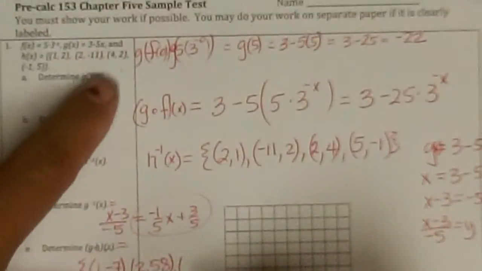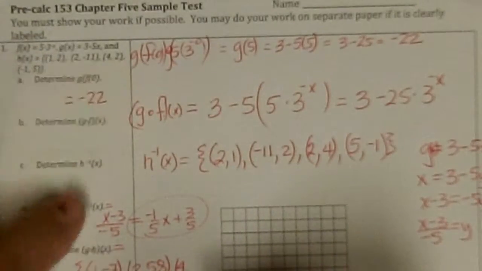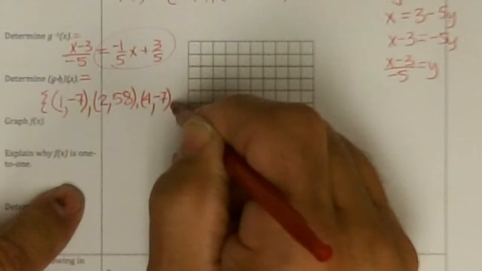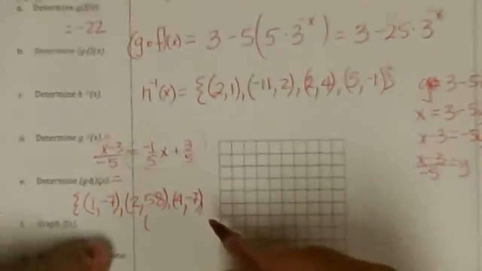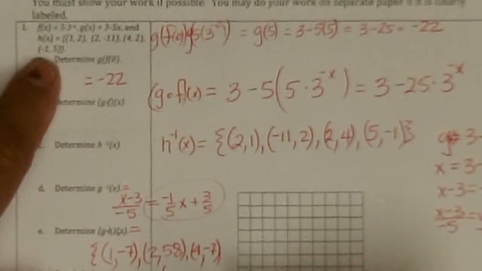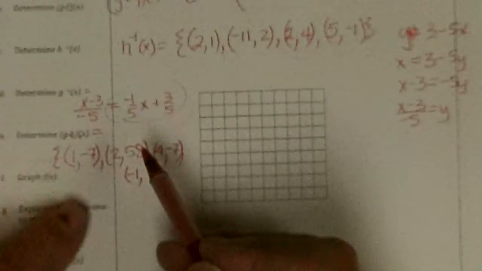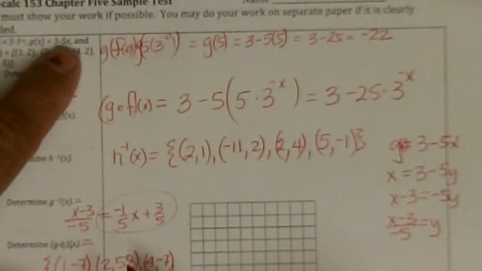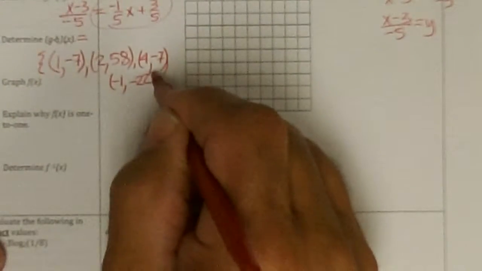And now we can put in 4. 4 goes to a 2 again, so that's going to come out to be negative 7 like the other one did. And finally, we're going to put in the last one, which was negative 1. And h changes that to a 5. And 5 into g is 3 minus 25, which is negative 22.